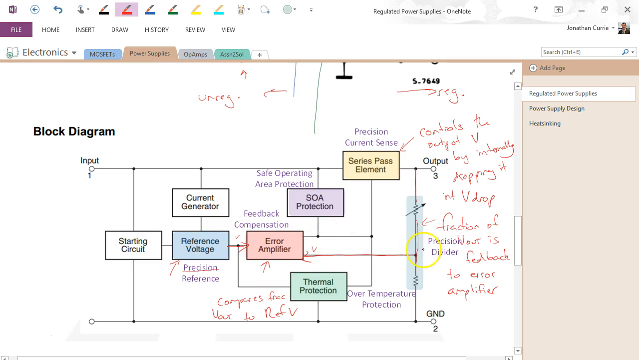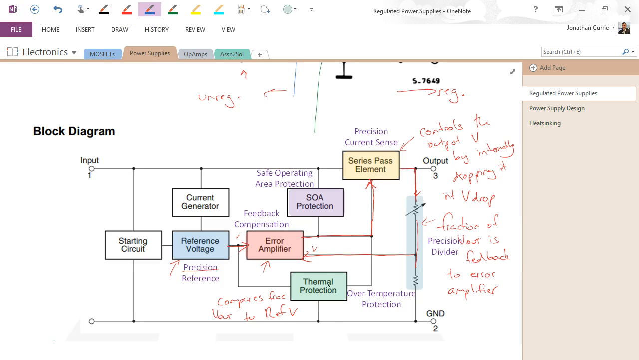Alright, so voltage coming in there versus the voltage here. And depending on whether this fraction is greater or less than the reference voltage, it then applies a control signal back to our series pass element, which then allows it to adjust the voltage drop in order to maintain it at our desired output range. So these four components, effectively: the series pass element, which is like a variable resistor, the precision feedback resistors, which provide a fraction of the output voltage back to an error amplifier, which compares it to our voltage reference, and then uses that to control the series pass element.